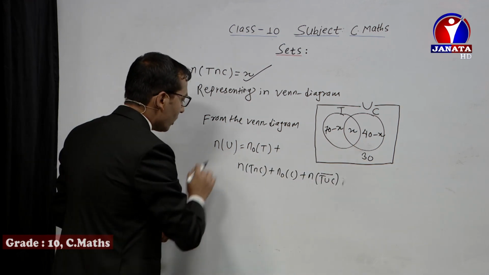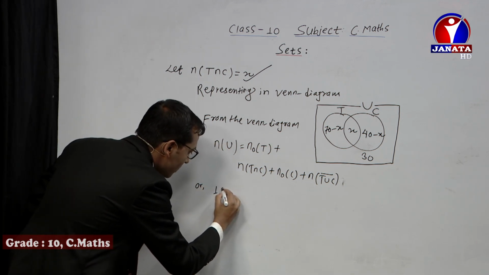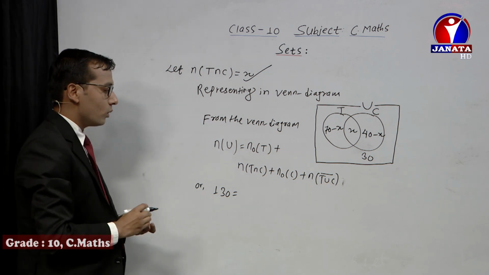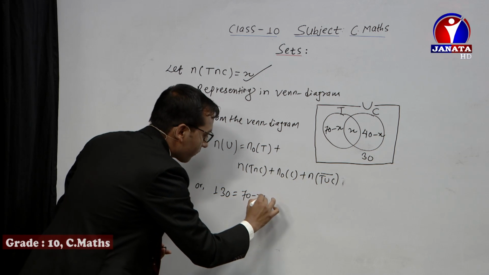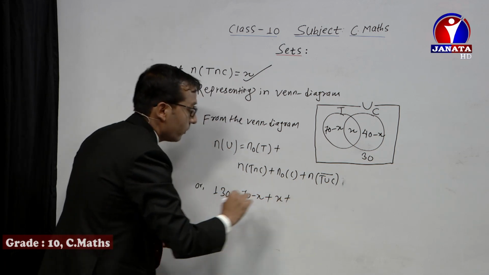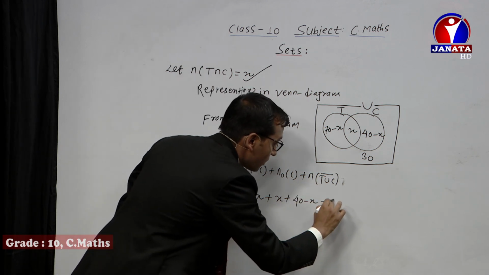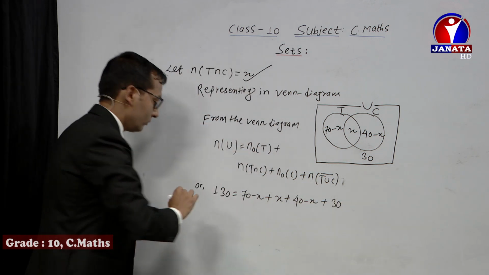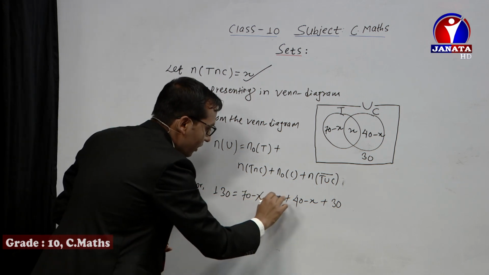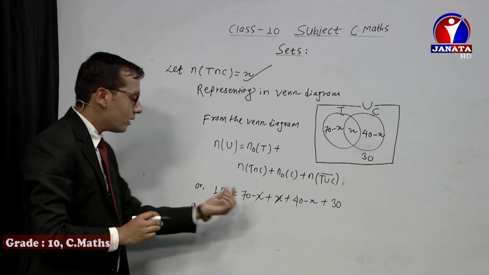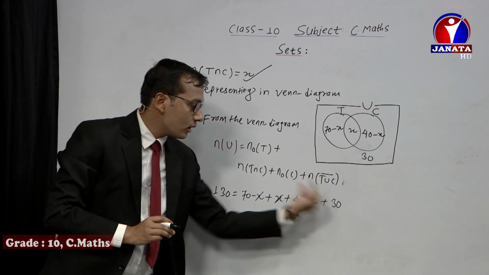Okay, so what is N of U? N of U we have is 130, which is equal to, what is N only T? 70 minus X, plus the intersection, X, plus 40 minus X, plus the complement, 30. So we can cancel negative X and positive X. Let's add 70 plus 40 plus 30.